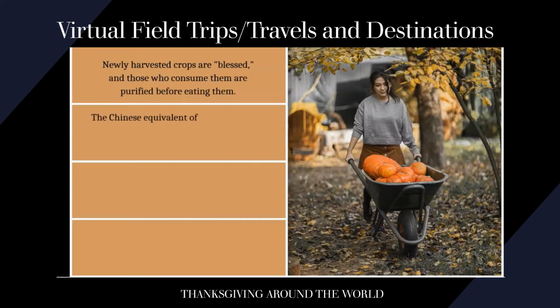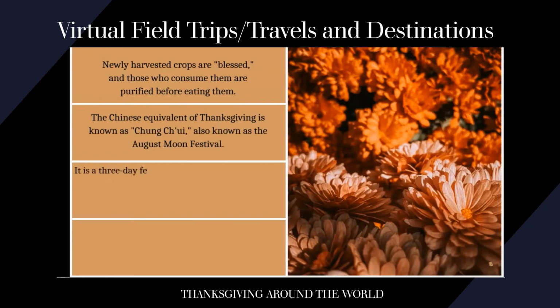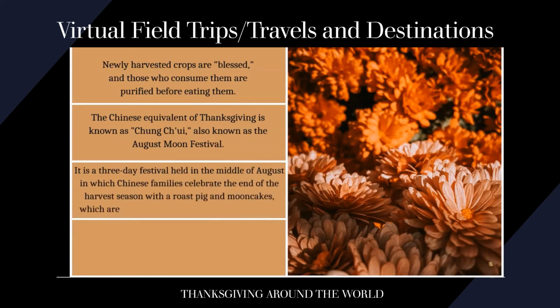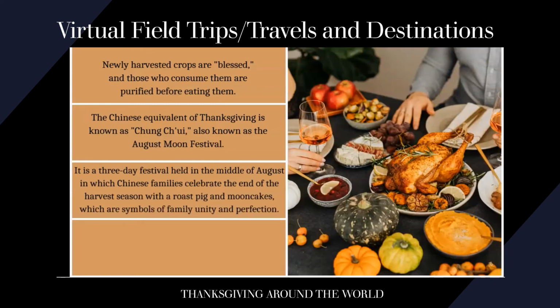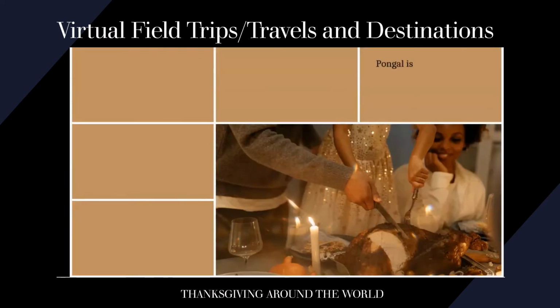The Chinese equivalent of Thanksgiving is known as Chung Chui, also known as the August Moon Festival. It is a 3-day festival held in the middle of August in which Chinese families celebrate the end of the harvest season with a roast pig and mooncakes, which are symbols of family unity and perfection. Chinese people also give cakes to friends and family.